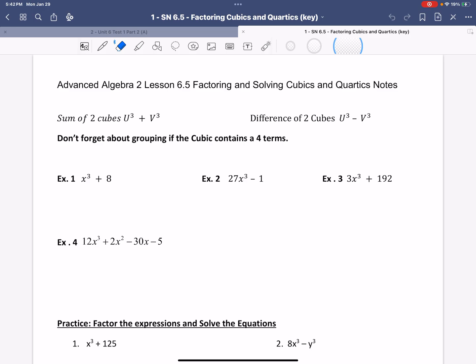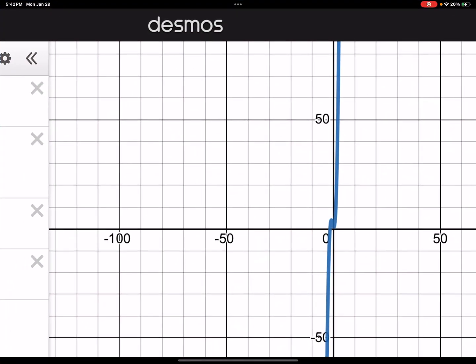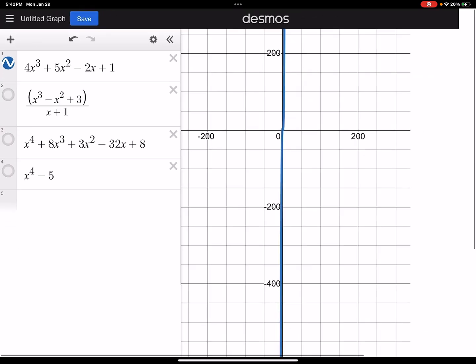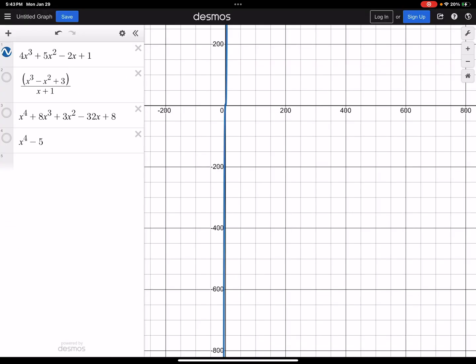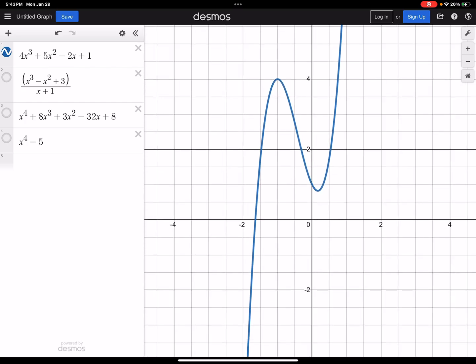Today we are going to learn to factor cubics and quartics. In our lesson 6.4, you saw what a cubic graph looked like, and you saw what a quartic graph looked like. So just as a reminder, let me show you real quick. If you remember, here was a cubic graph. It had two turns and one x-intercept.